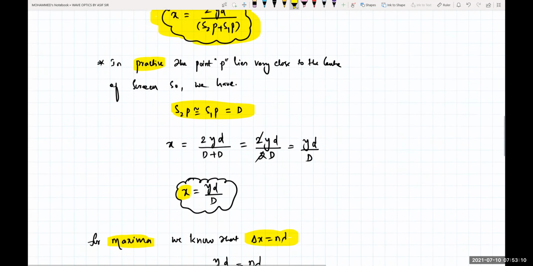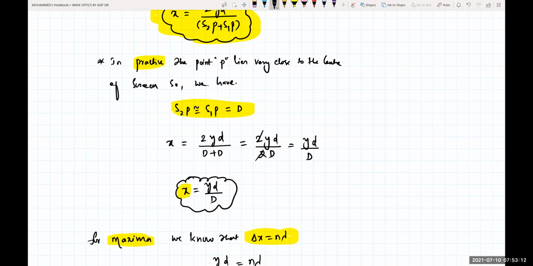What is Y, beta? What is Y here? Can anyone tell me what is Y? Y is the point of maxima or minima on screen. So the path difference, X, is equal to Y into small d divided by capital D. This is a very, very important formula.